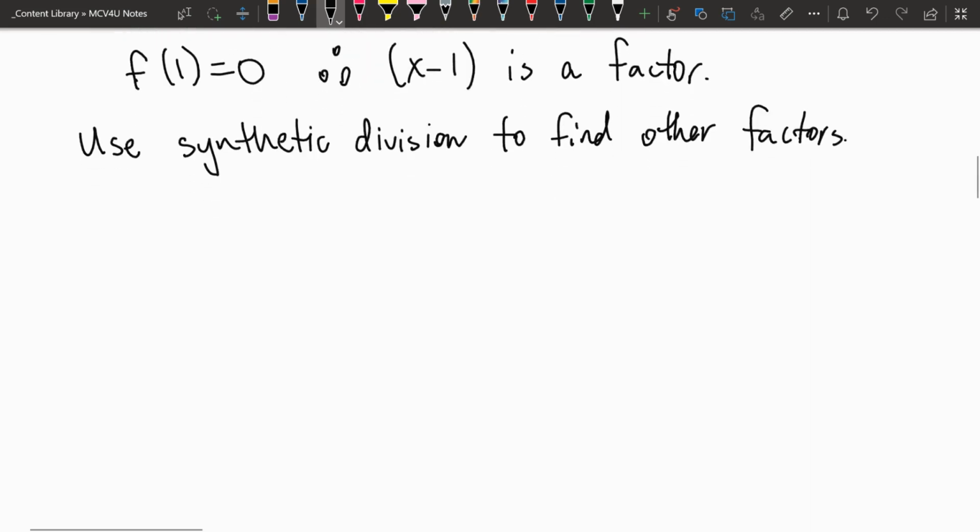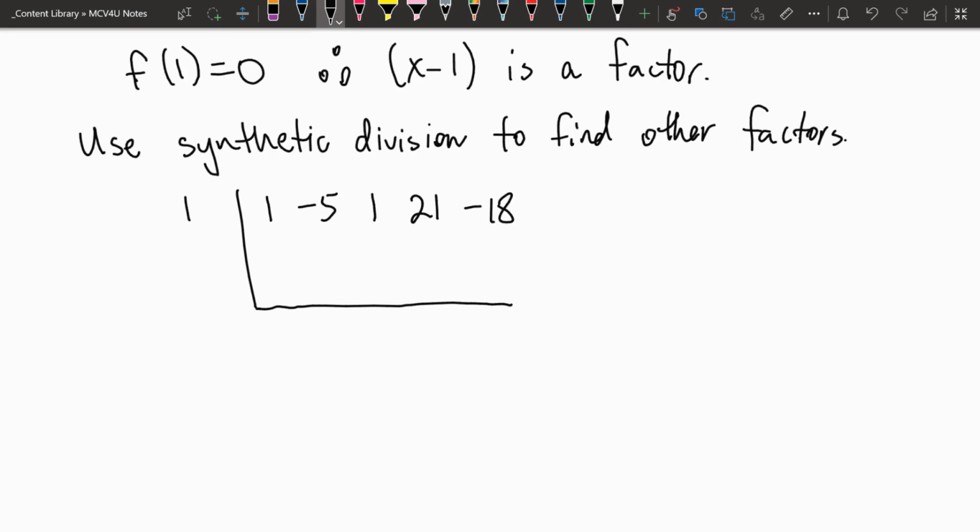So synthetic division, here we go. If x minus 1 is a factor, I'm going to put the 1 on the outside here, and I'm going to draw my chart, my L shape. I'm going to put the coefficients of my function in the proper order from the highest degree to the lowest degree. The coefficient of x to the power 4 is 1. Then the minus 5x cubed, we have a minus 5. Then we have the 1x squared, so we have a 1. Then we have the 21x, so a positive 21. And then we have the minus 18 at the end.